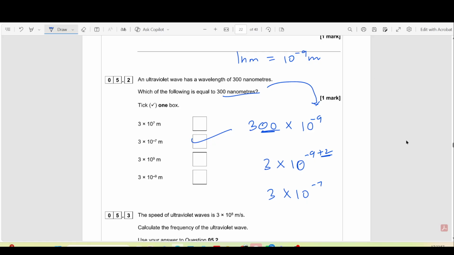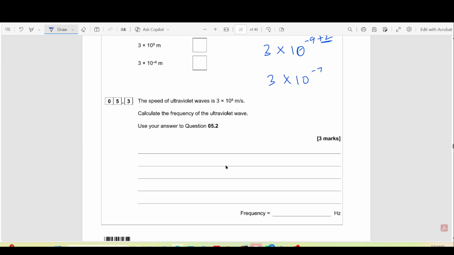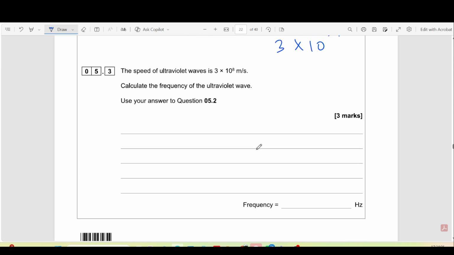The speed of ultraviolet waves is 3 times 10 to the power of 8 meters per second. Calculate the frequency of the ultraviolet wave. Use your answer to question 5.2.